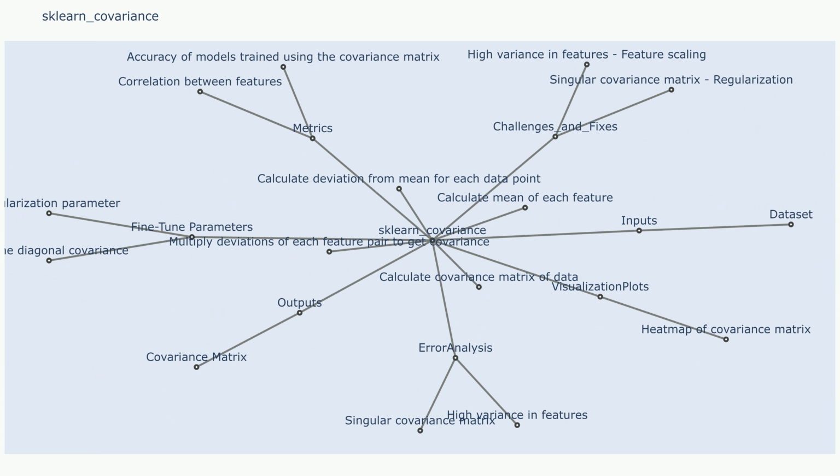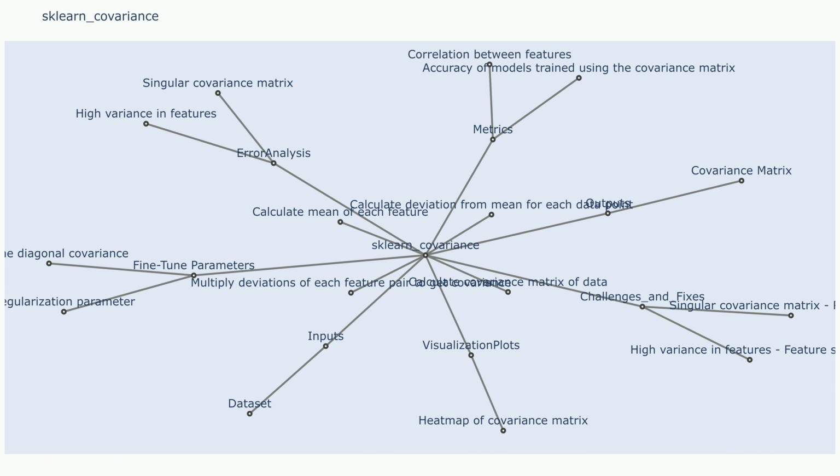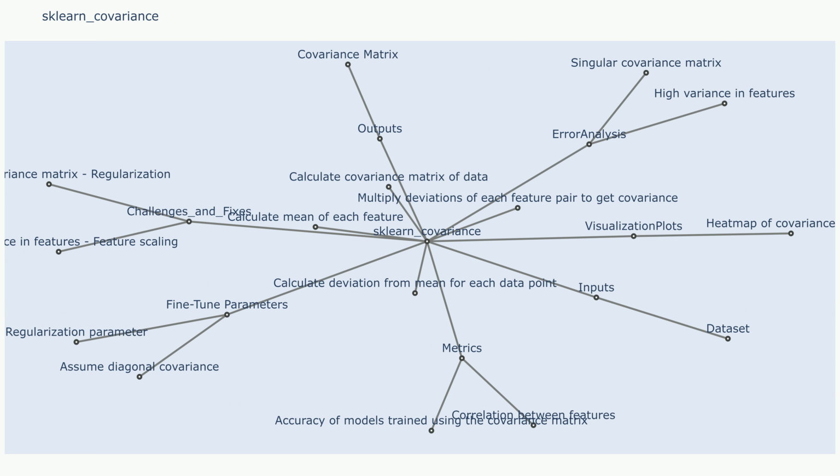Zero covariance: the features are independent or have no linear relationship. Visualization plots. Heat map: a heat map visually represents the covariance matrix, with colors representing the strength of the covariance. Darker colors indicate higher absolute values, while lighter colors indicate lower values. Fine-tune parameters. rowvar: a Boolean parameter indicating whether each row of X represents a variable (rowvar=True) or an observation (rowvar=False). Default is True.